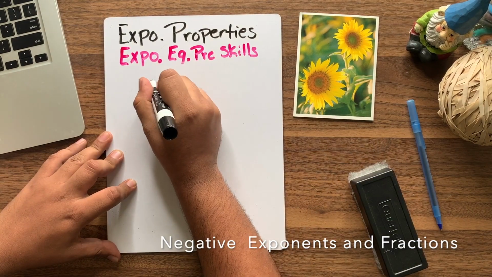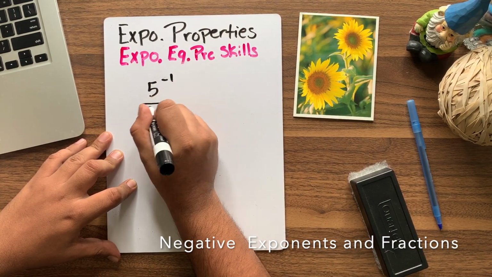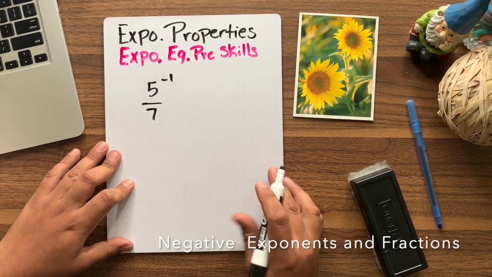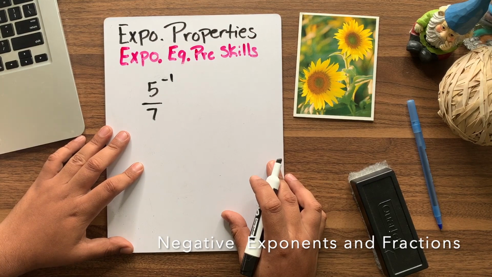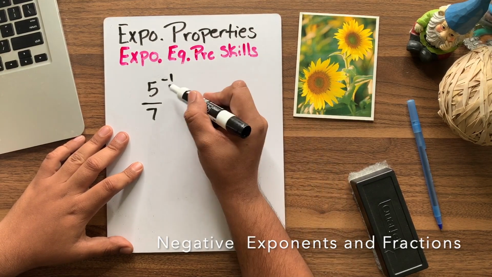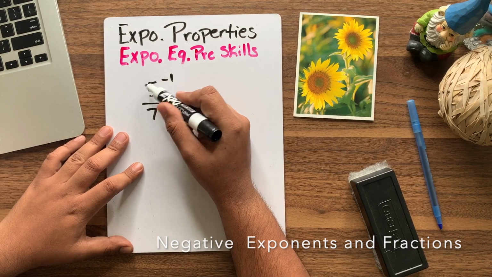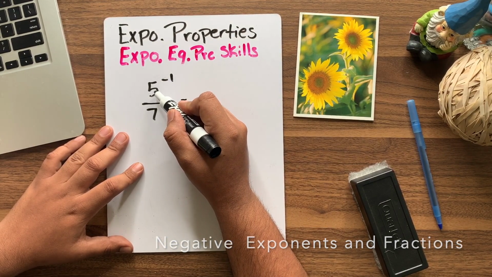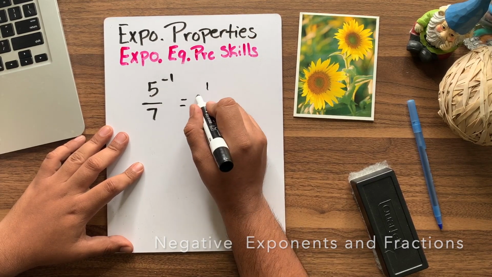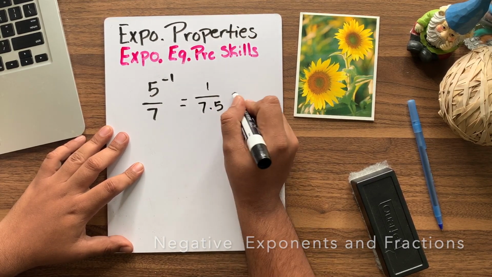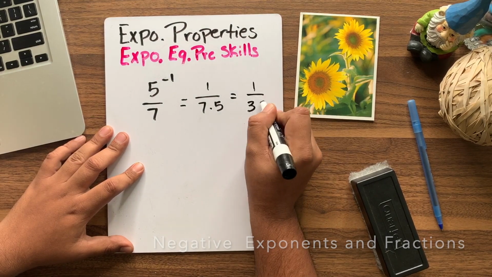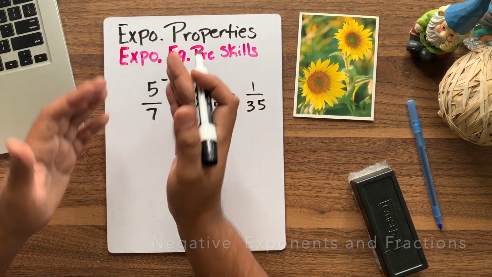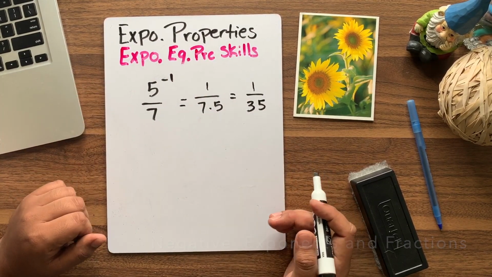If I have 5 to the negative 1 over 7, you do have to be careful right here, because the negative 1 doesn't really apply to the whole fraction, so I'm not going to be switching it. The negative 1 only applies to the 5 here. So in reality it is 1/7 times 5, which is 1/35. The reason it didn't switch the fraction is because I don't have parentheses that will make my fraction switch.